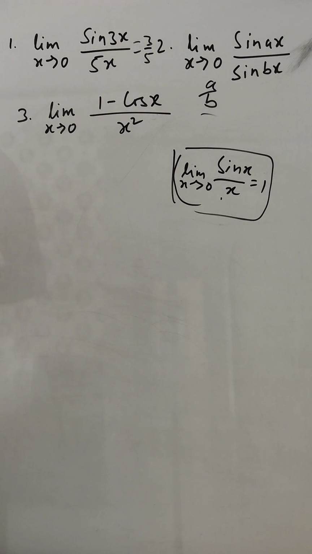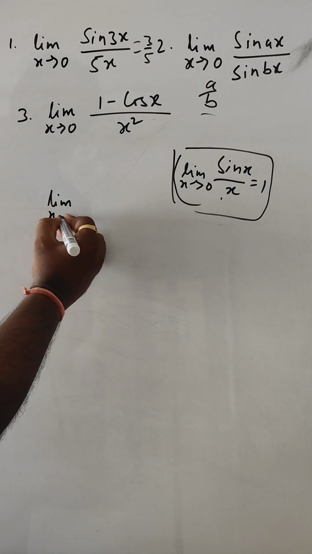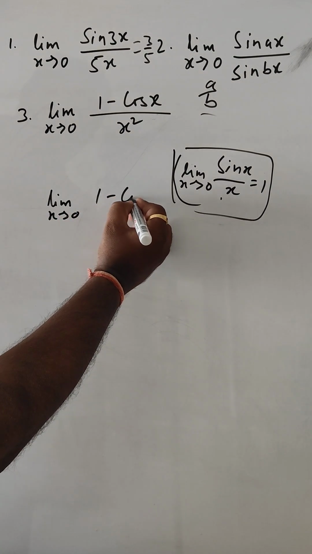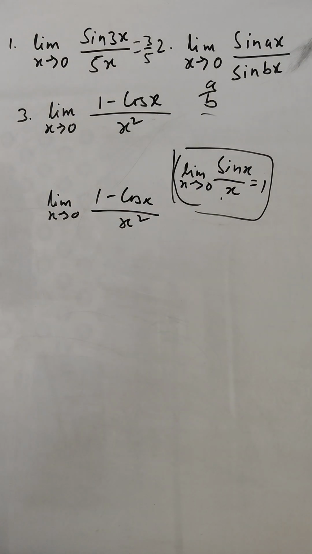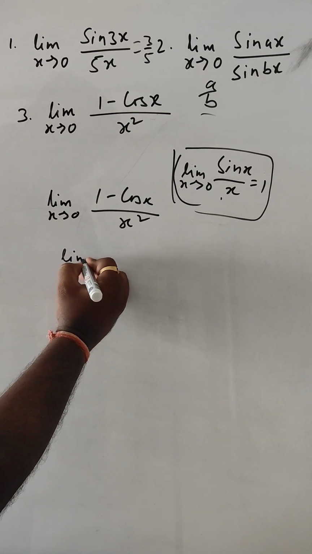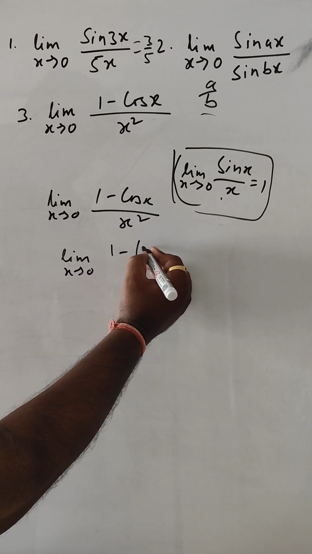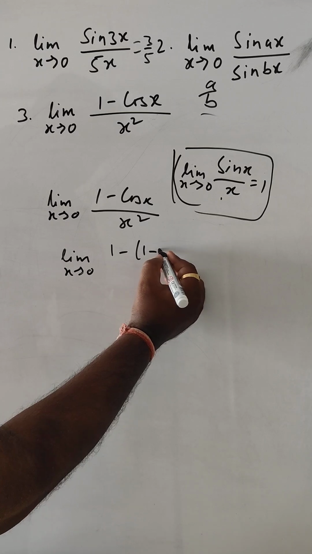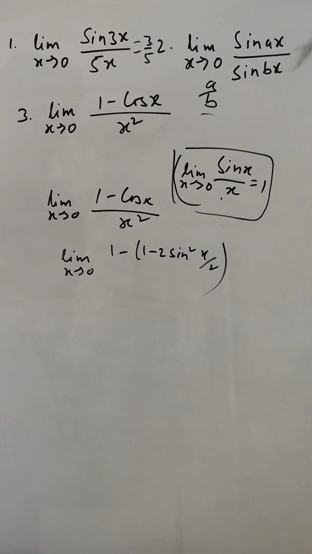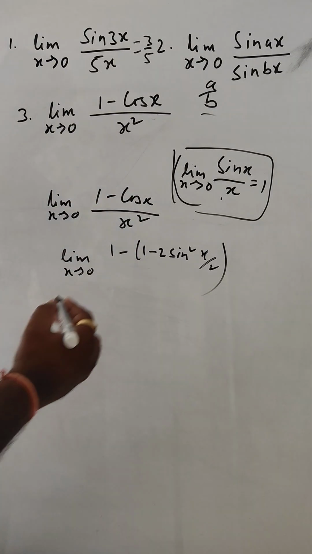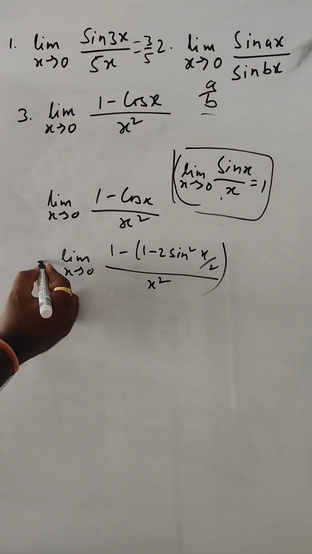Okay, so limit x tends to 0, 1 minus cos x over x square. Here you have to know the trigonometric formula. What is the formula we are talking about? 1 minus cos x is equal to 2 sine square x by 2. This is the formula for cos x. Now down is x square.